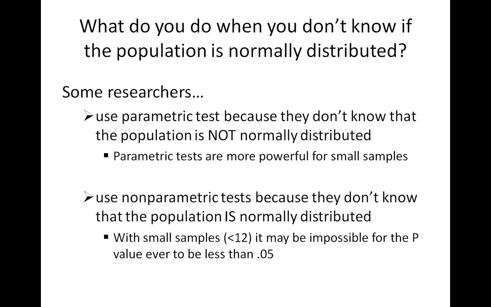In fact, with small samples of less than 12, it may be impossible for the p-value ever to be less than 0.05. So, bottom line, if you're not sure whether your population is normally distributed, there's not a clear-cut answer here. I myself tend to use parametric tests in that case because they are more powerful for small samples.